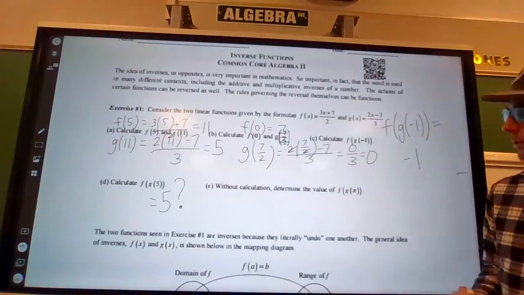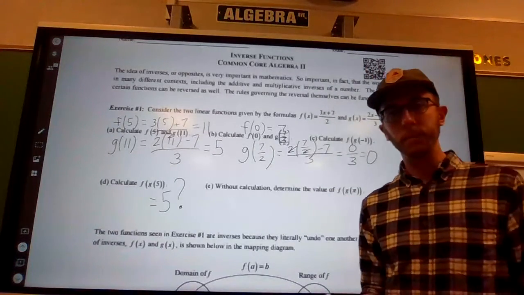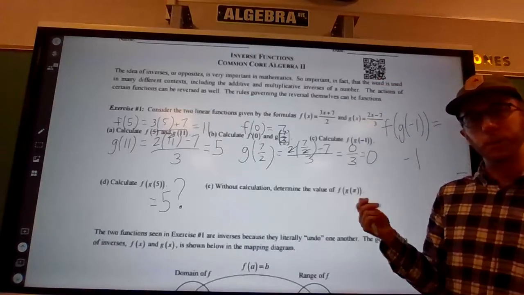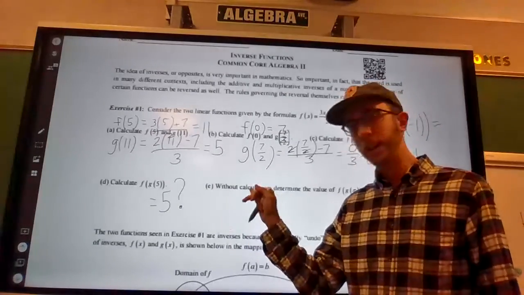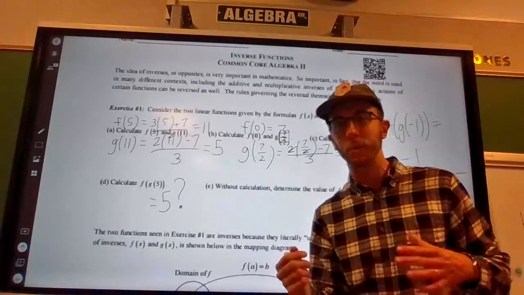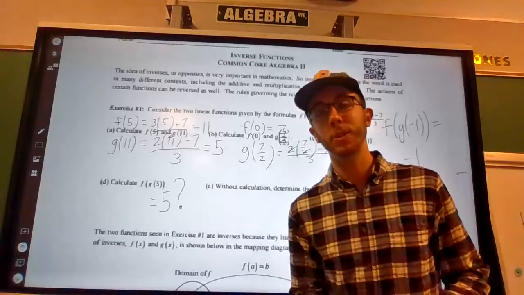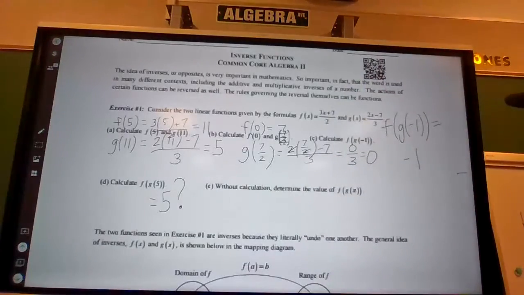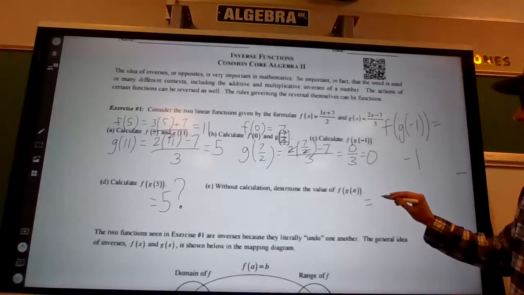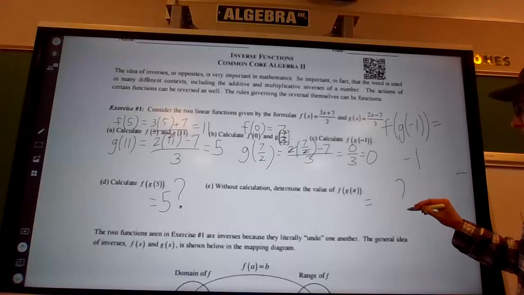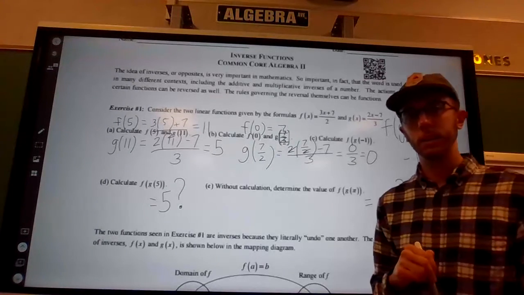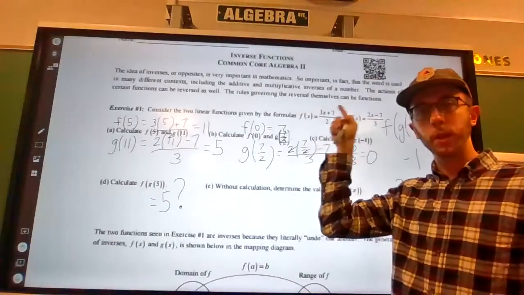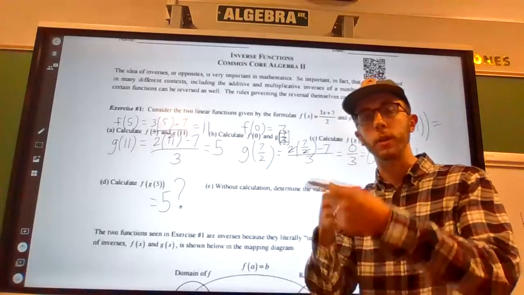Okay? And our last one here, without calculation, determine the value of f of g of pi. F of g of pi. Good thing they're telling us not to calculate it because that could get a little messy with pi in there being as irrational as it is. Okay, what does that come out to be? Again, I'll let you guys fill that in there. But think about everything that's happening here, okay? These are inverse functions, so they undo one another.